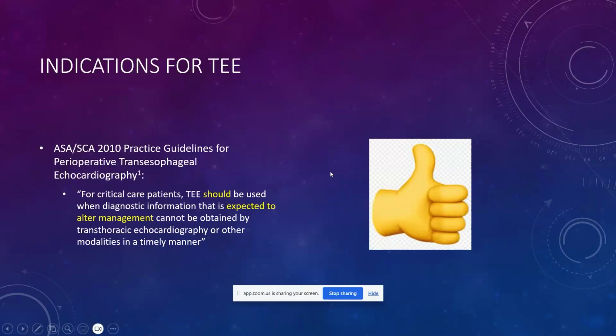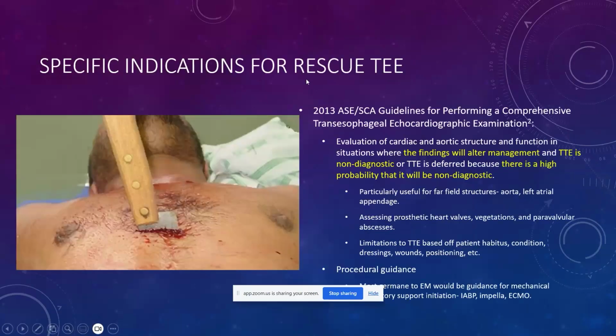I mean, we use transthoracic ultrasound, we use CT scanners. We have a lot of different tools that we can use to get information. Well, we are a level 1 trauma center. People do come in with penetrating chest trauma. People may have bandages from recent cardiac surgery that precludes the ability to get a traditional transthoracic view.